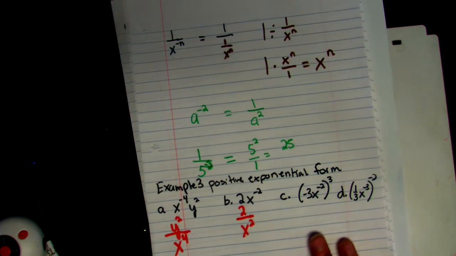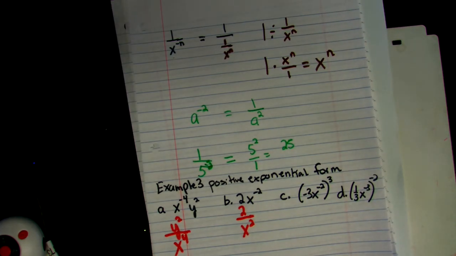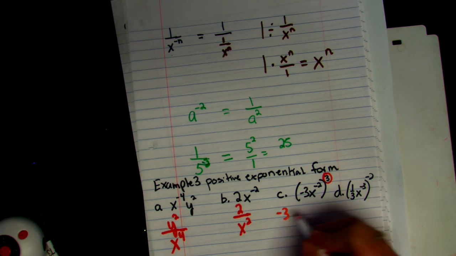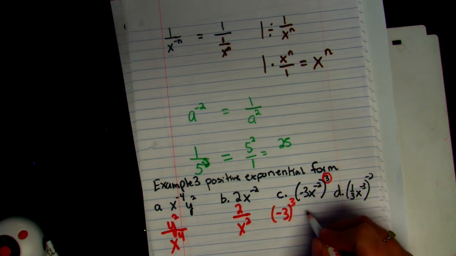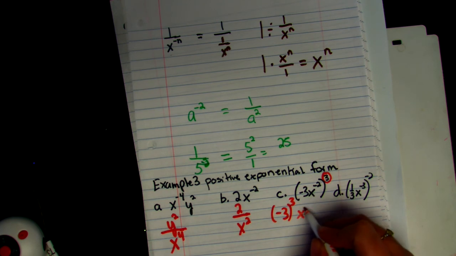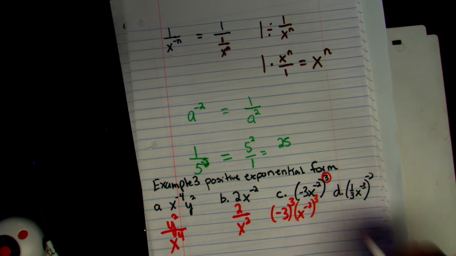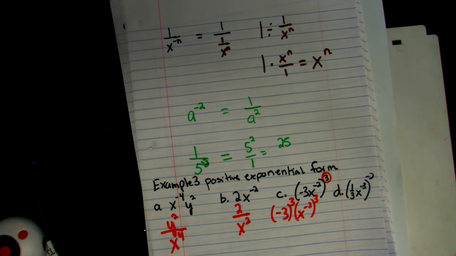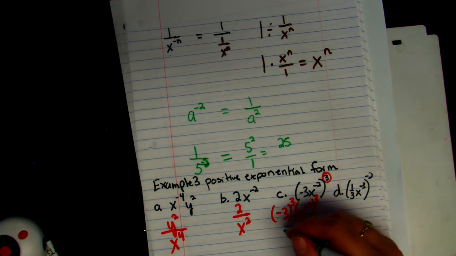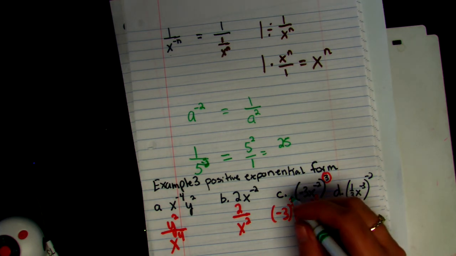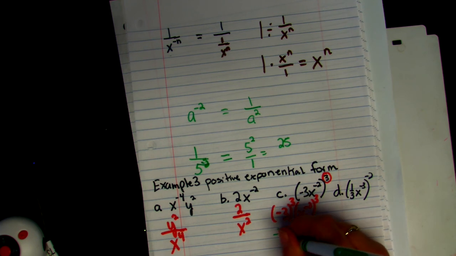Okay, and then for part C, before we start moving things, we need to go ahead and take care of this power, right? So that needs to be distributive. So it should be negative 3 cubed, and then x to the negative 2nd cubed. All right, so the first thing we did was distribute that cubed. Well, negative 3 cubed is the same as saying negative 3 times negative 3 times negative 3. That's going to become negative 27.